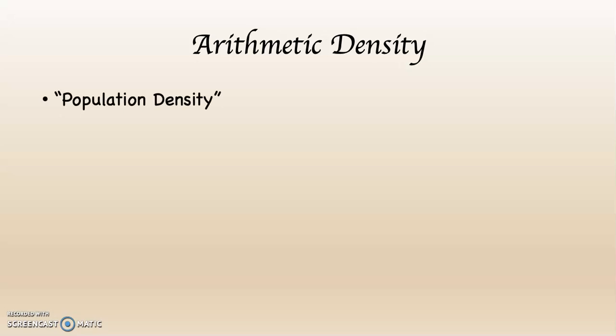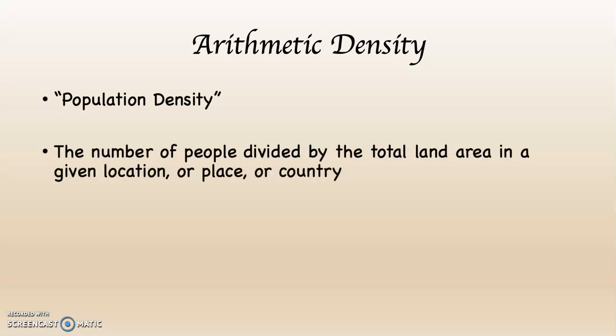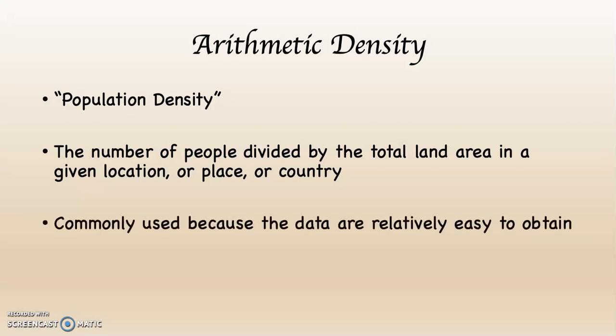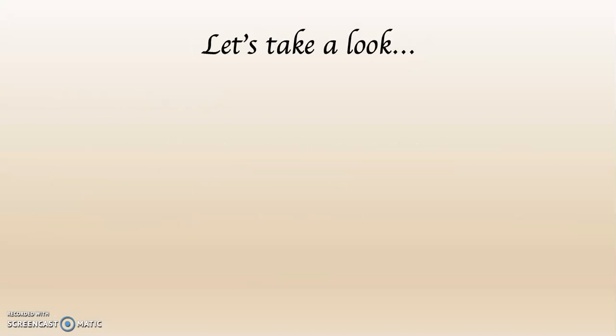This is what most people call population density. It's the number of people divided by the total land area in a given location or place or country. It's commonly used because the data are relatively easy to obtain. You can go online and Google pretty much any country and get the square miles, or generally it's going to be in square kilometers, of course, and the number of people, and you just do the math and you've got the arithmetic density or the population density of a particular place. But what does it tell us? Well, let's take a look.